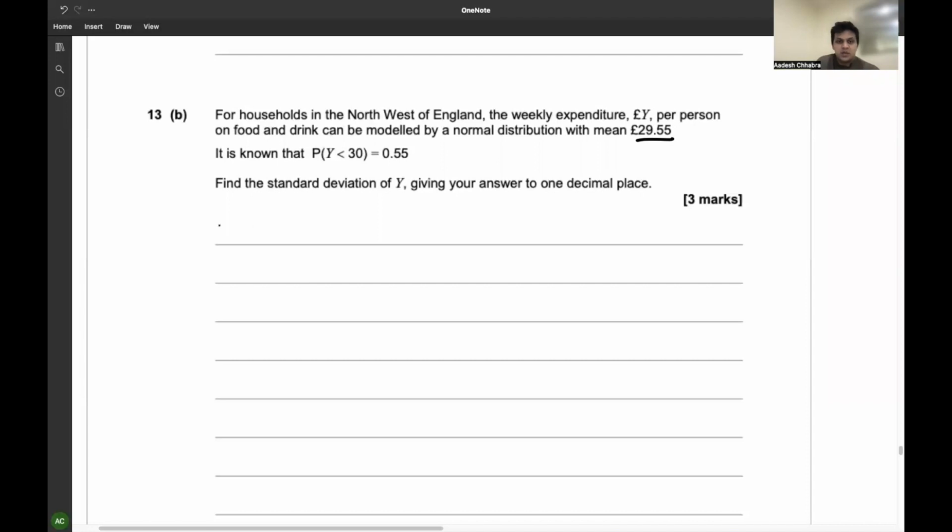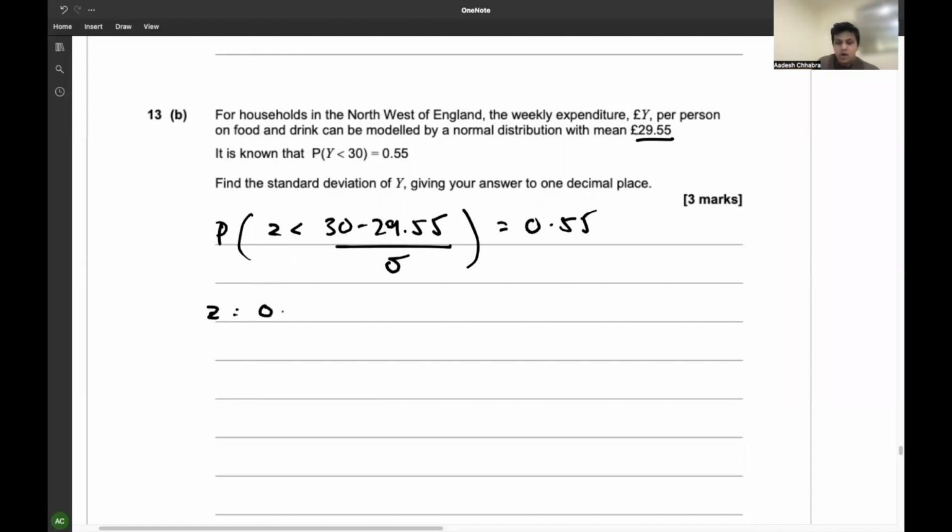So essentially, we know that the probability of Z being less than (30 minus 29.55) upon sigma would thus be equal to 0.55. And from this, we can go ahead and find our value of Z from our calculator. So Z from the normal distribution in our calculator would be somewhat equal to 0.1257.